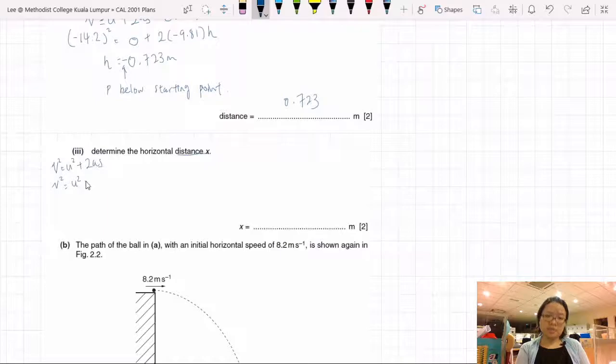Can, but a is 0. So you get v squared is u squared plus 0. So you get v squared equal to u squared. So not helpful. I already know what 8.2 squared is equal to.